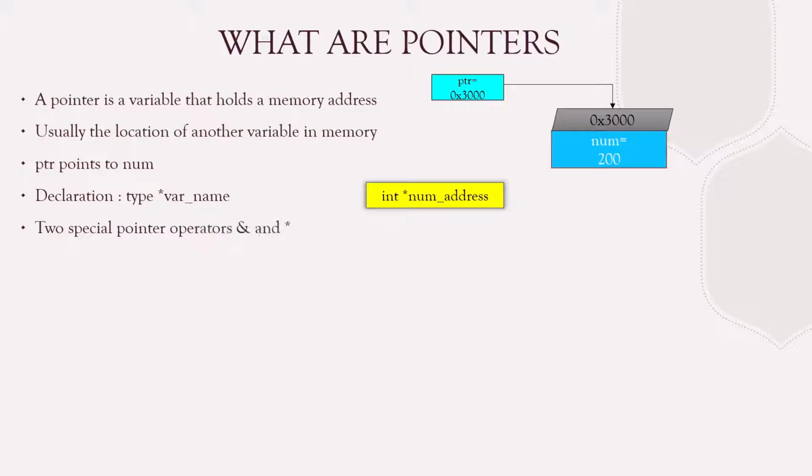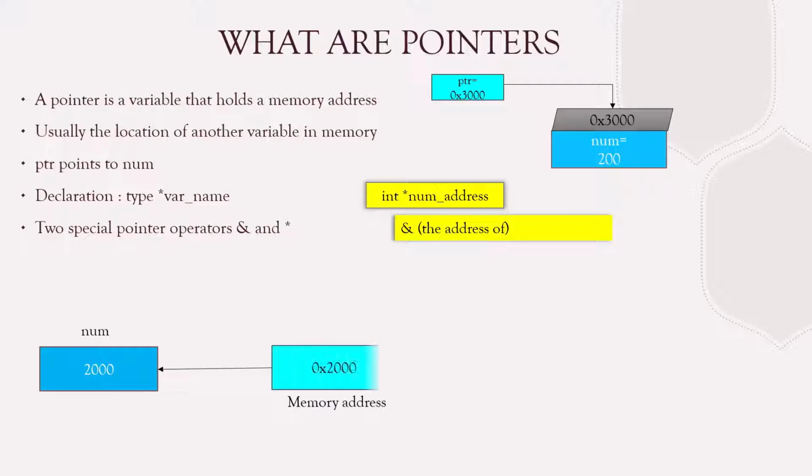Now coming to the operators, there are two special operators, ampersand and asterisk. These are not to be confused with the bitwise AND or the multiplication sign. They're very different in their functionality. The ampersand is the address-of operator when we're talking about pointers. And so we could have num with value 2000 at a memory address.